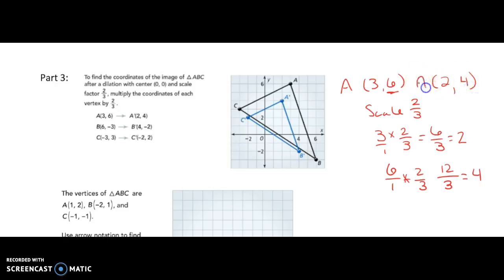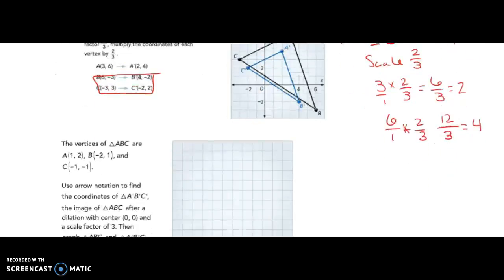So this is going to be A prime. I'm going to take the coordinates for A, that x number, multiply it by 2/3, and then my y number, multiply it by 2/3. I'm going to do the same thing for B and for C and get these answers. Okay, let's go ahead and do one together.